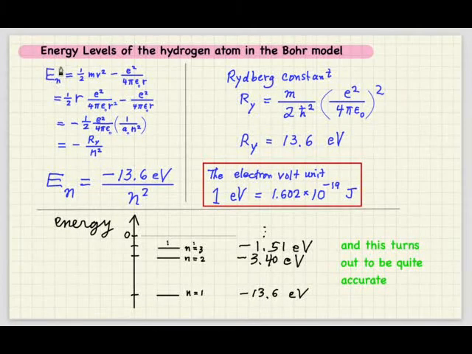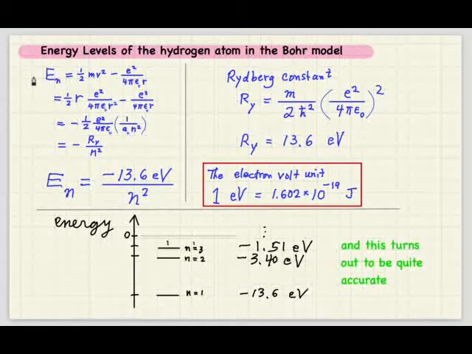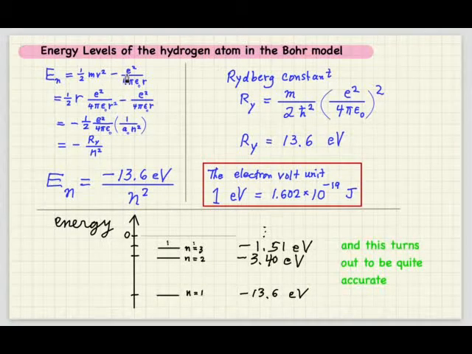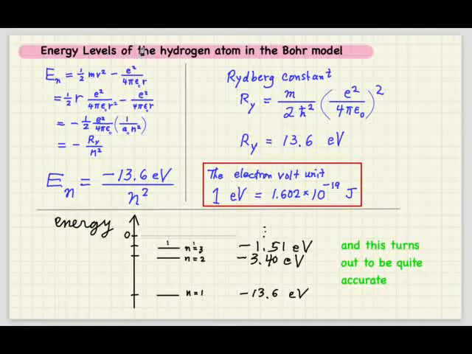What's the energy of the electron in that circular orbit? Well, it's kinetic energy, a half mv squared, plus potential energy, minus e squared over 4 pi epsilon 0 r. This is the Coulomb potential energy for a charge plus e and a charge minus e.